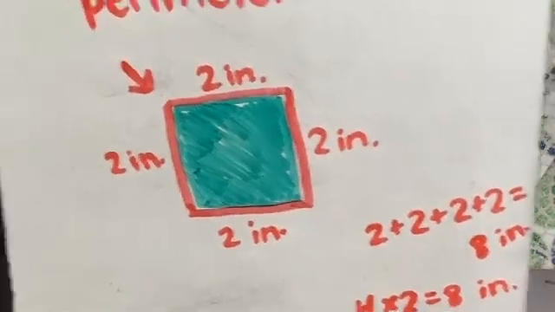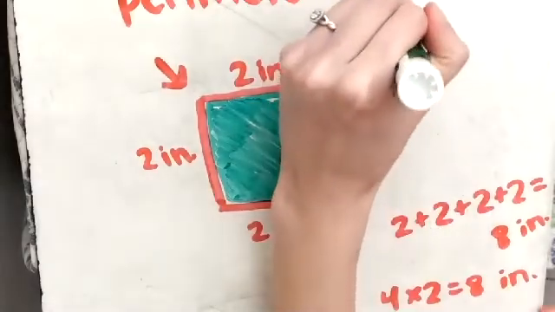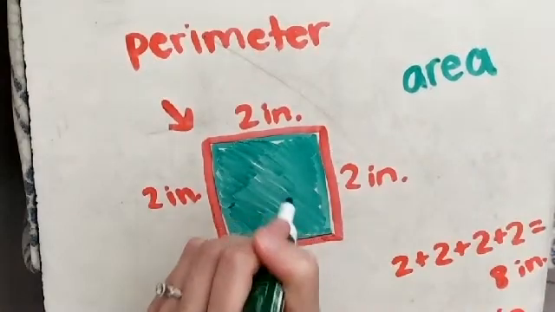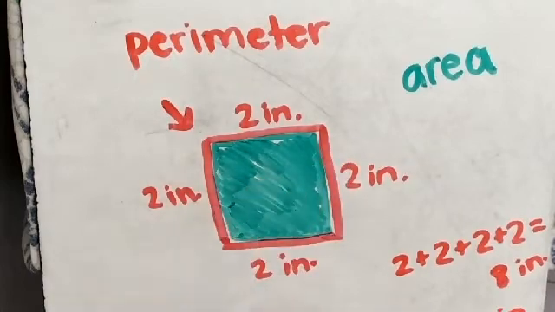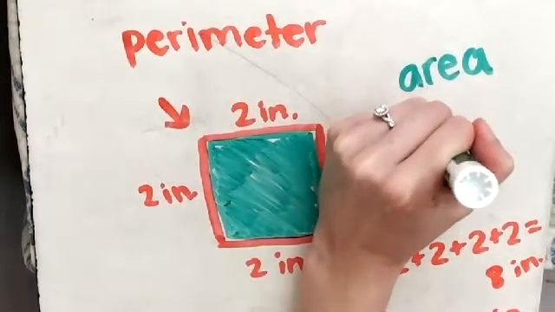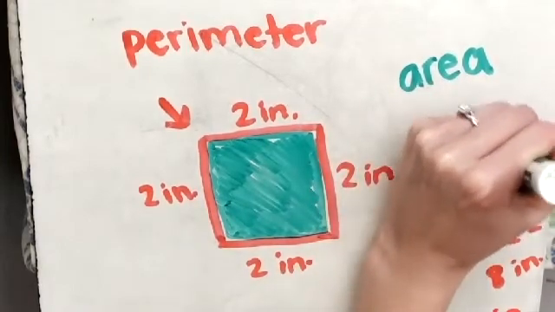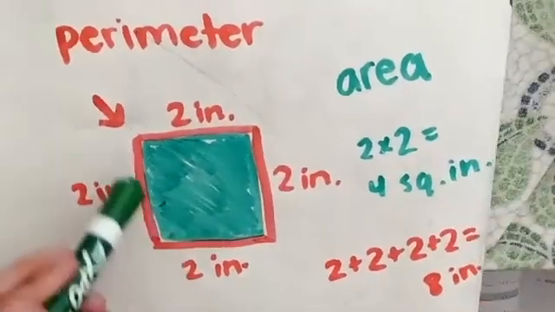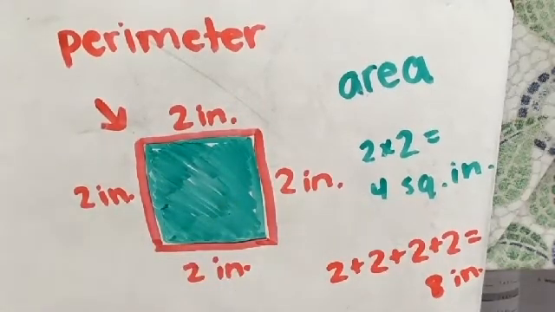The difference between that and the area is that the area is the inside. As you know, we learned this a little earlier in 3rd grade. The area is the inside. To find the area, all you do is multiply the 2 side lengths that touch. So if I ask you to find the area, you would just do 2 times 2 equals 4 square inches. So the perimeter is the outside and the area is the inside. Pause the video and say out loud, what's the difference between perimeter and area?